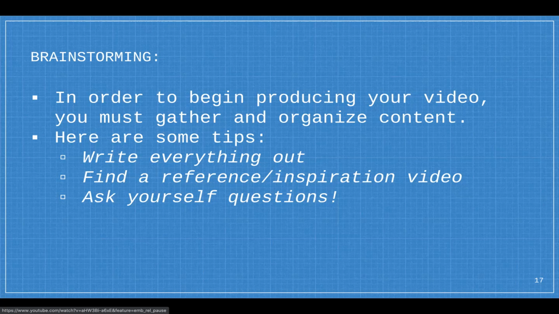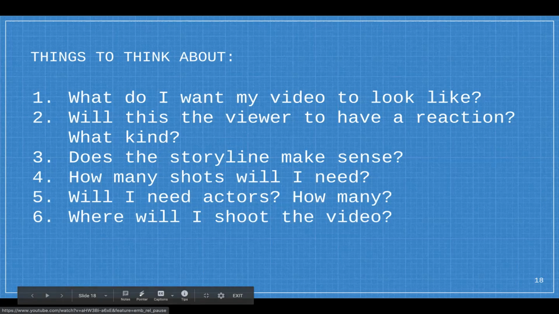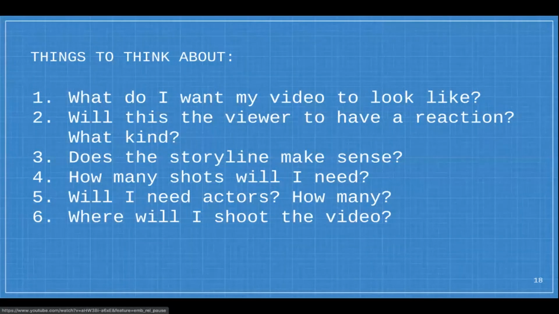And also, you want to ask yourself questions. When you're creating a video, these are some things to think about. One, what do you want it to look like? Someone who's watching this video, what kind of reaction will they have? Does the storyline make sense? How many shots will I need? And then it gets into more technical questions. Am I going to need actors? If so, how many? Where is this going to be shot? Those are just a couple of sample questions that you might want to start brainstorming in the beginning of the video production planning section.